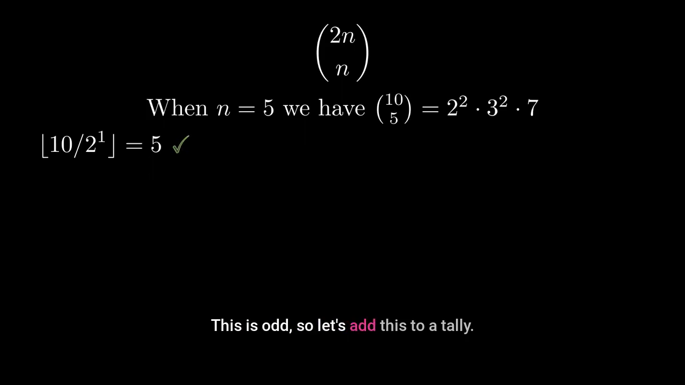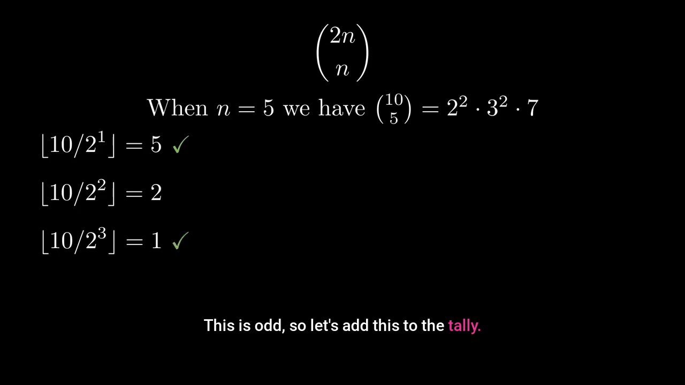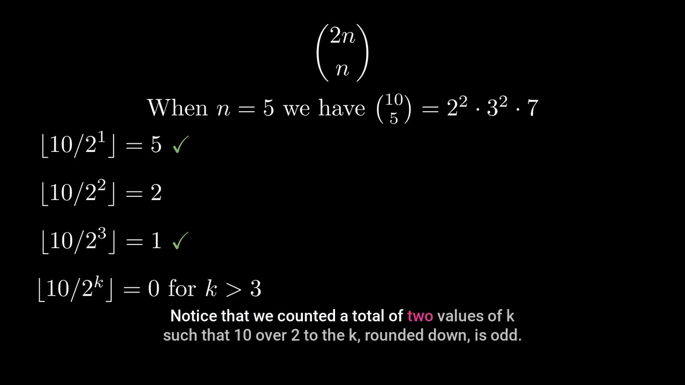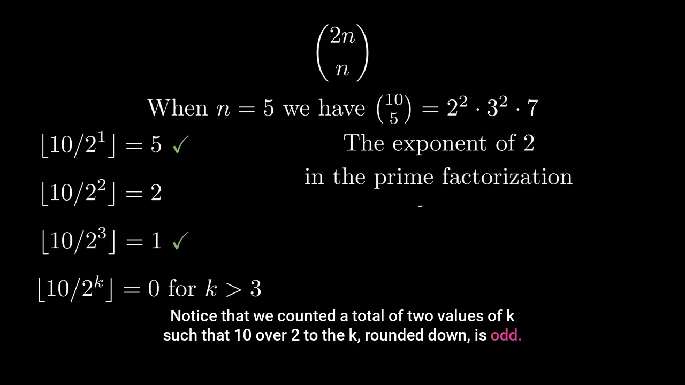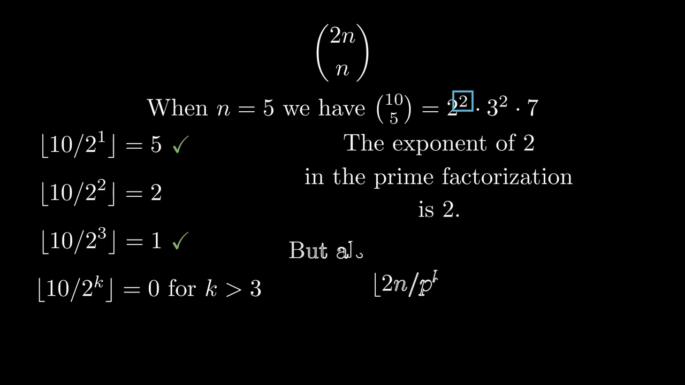This is odd, so let's add this to a tally. Next, 10 over 4, rounded down, is 2. This is even, so let's skip this one. Next, 10 over 8, rounded down, is 1. This is odd, so let's add this to the tally. After that, every 10 over a power of 2 will be 0, so we are done with our tally. Notice that we counted a total of 2 values of k such that 10 over 2 to the k, rounded down, is odd. But if we find the power of 2 in the prime factorization of 10 choose 5, then that power is also 2.